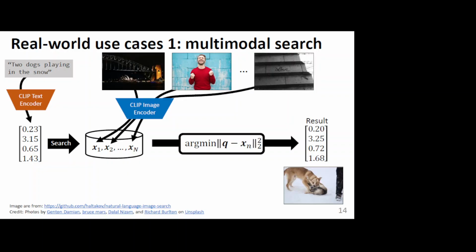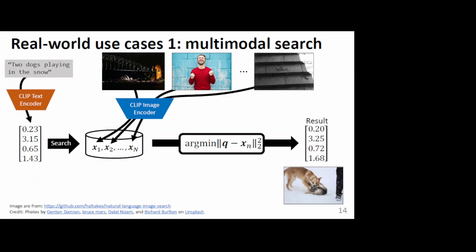Then we apply the same process to do the ranking. With the ranking, we find the result here, and this is the image we find corresponding to the user's text query. So this is multimodal search.